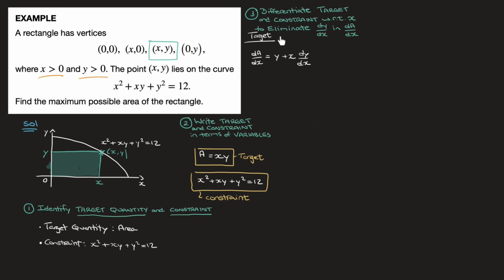Okay, now that we've differentiated the target with respect to x, we do the same for the constraint. And so I'll quickly write constraint here. And so, differentiating the left-hand side here with respect to x, and of course using the product rule for xy as well as the chain rule for this y squared here, we'll get 2x plus y plus x dy dx, that's the derivative of xy, plus 2y dy dx, and that will equal the derivative of the right-hand side, which will just be 0.